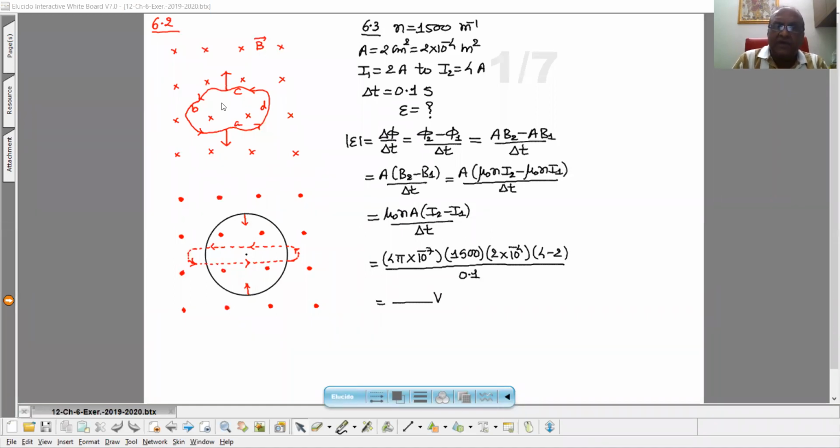Clear? So if you want the force on the current element I dL in outward direction as shown in this figure by this arrow, then as per right-handed screw rule, I L cross B, in that direction the force will be there. So as per that, we have to pass the current in anti-clockwise direction. Clear?